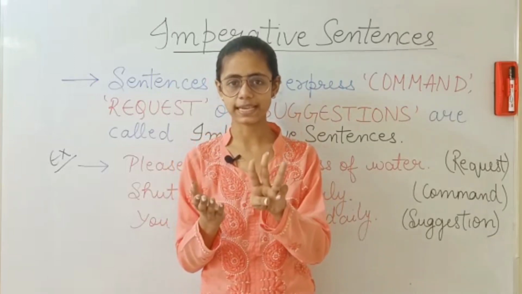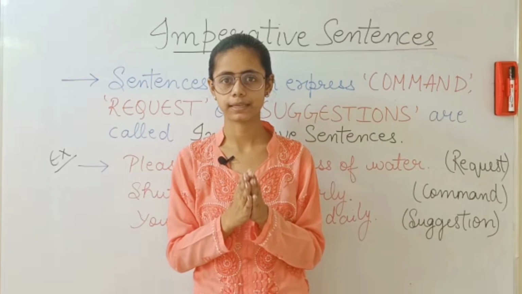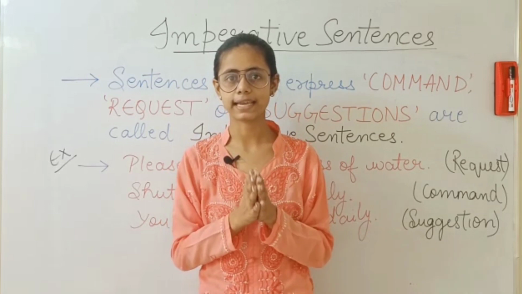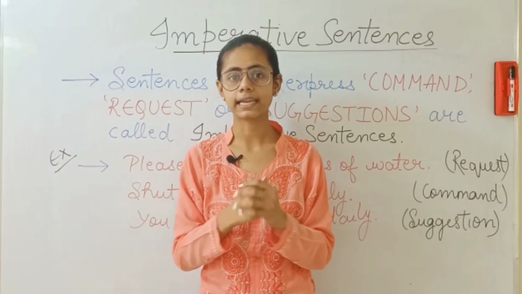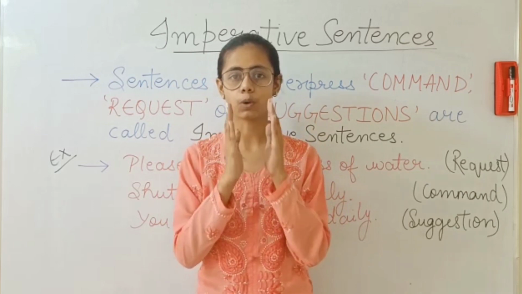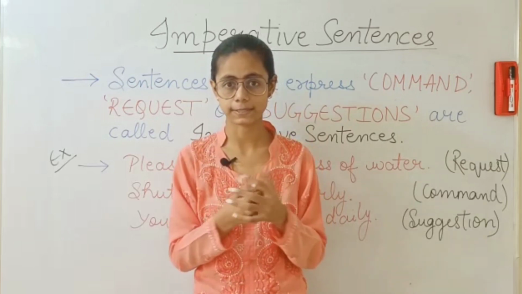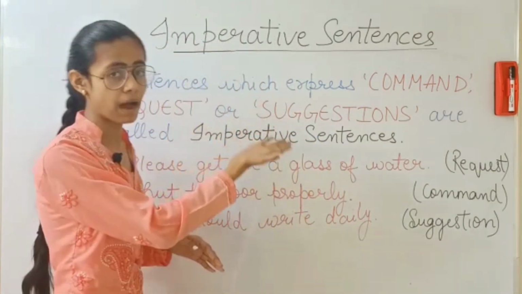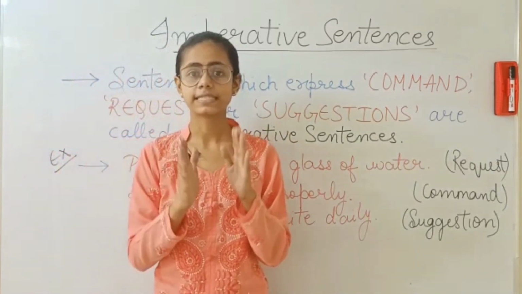Let me repeat those three sentences. The first one said, go and subscribe my channel. This sentence indicated a command. The second one said, please hit the like button also. So this please here indicated a request. The third one said, every English learner should watch English with Arshi. So this was a suggestion or an advice. Now what are imperative sentences? Sentences which express command, request, or suggestions are called imperative sentences.